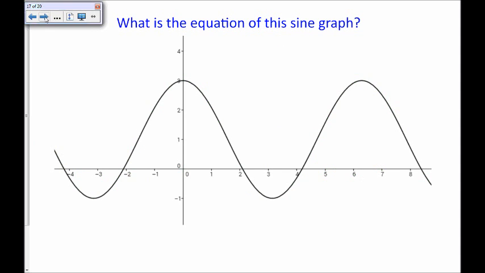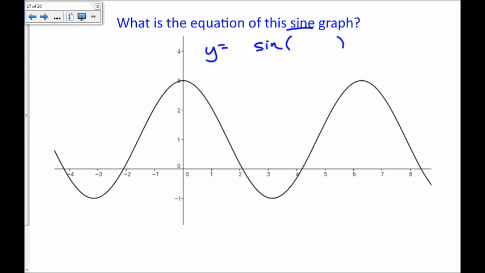Now let's flip this around a little bit. Now you're given the graph, and you're asked what is the equation of this sine graph. The fact they told us it's a sine graph is important because if it was cosine, we would create a different formula. So my equation will be y equals something, possibly sine of something, and then something at the end.